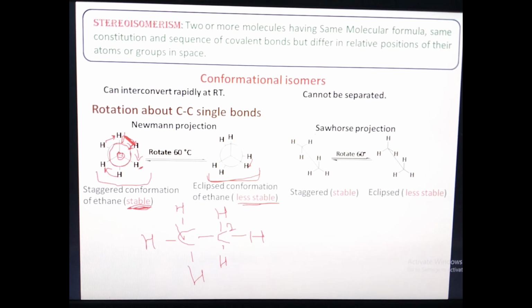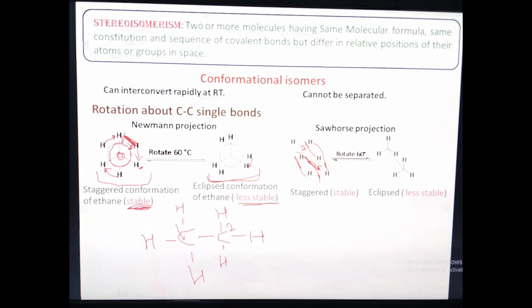Next is the Sawhorse projection. Here also it is the same. This is carbon number 1, and this is carbon number 2. There is no hydrogen behind this hydrogen, and there is no hydrogen behind this hydrogen. Here also there is nothing behind this hydrogen. Means these hydrogens are in between these hydrogens. This hydrogen is in between this hydrogen, and this is in between this.